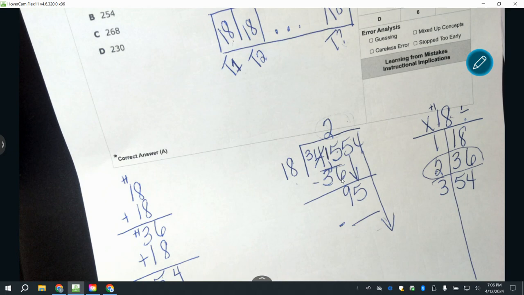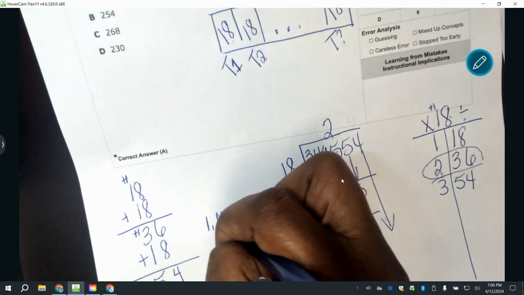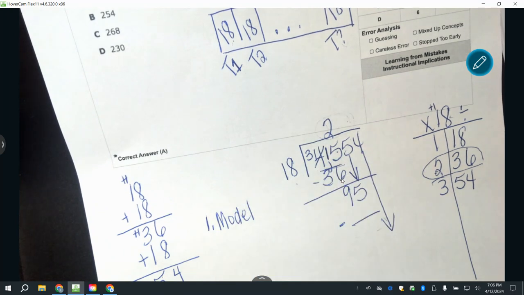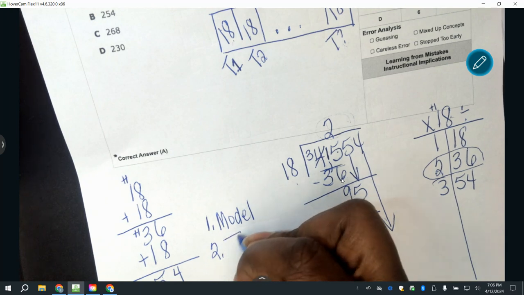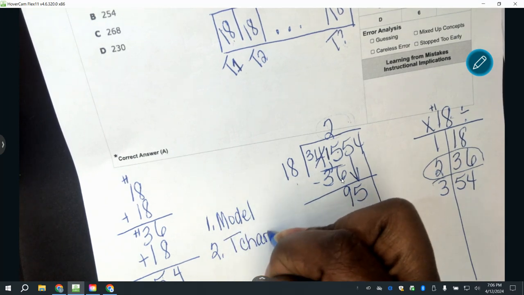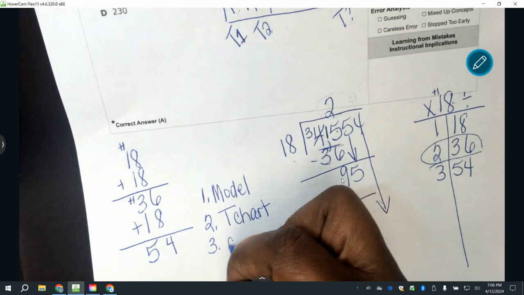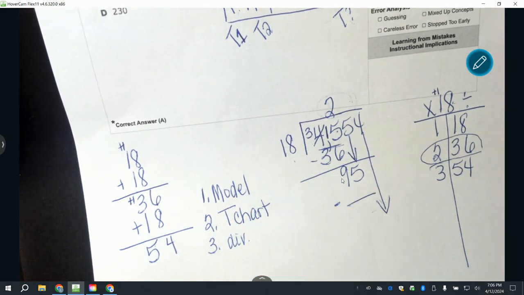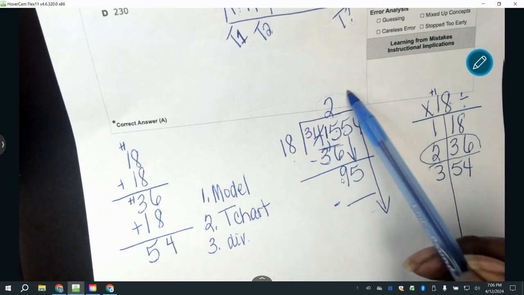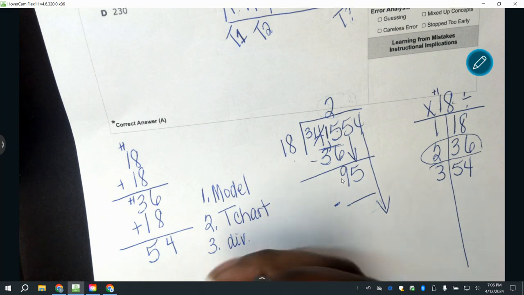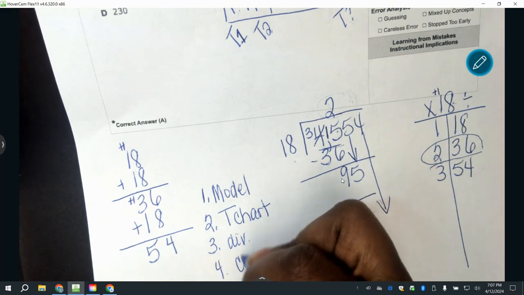That's the step. So first you want to do a model drawing. Second, if you need a T-chart, go ahead and make your T-chart. Okay? You want to do your division steps. So you want to divide. And then after you finish and you get your quotient, right? That's the answer to a division problem, a quotient. After you get your quotient, you want to check yourself before you wreck yourself. So then check yourself.